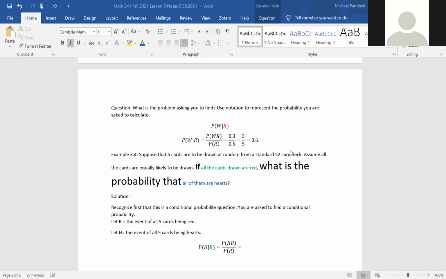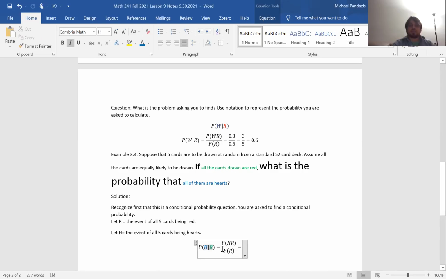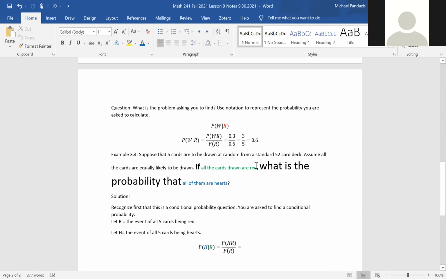Professor, could you just change the color to red? Because it's green. Well, the more reason why I have it green and not red is because I'm not drawing the attention to the fact that the event is all red cards. I'm drawing the attention to the fact that it's a given event. R is used because it's red. R for red. Maybe that's a little confusing. But the notation I'm using, what I'm writing down, matches perfectly.